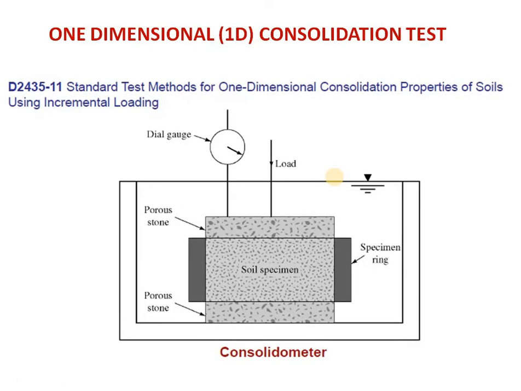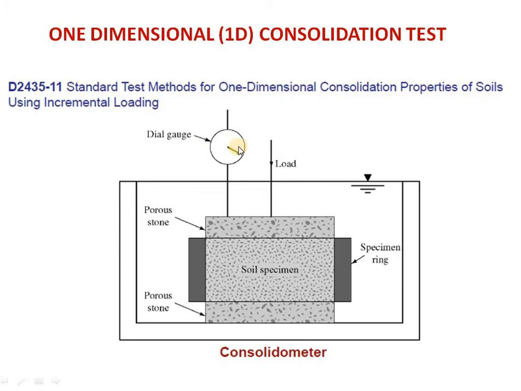Then what is the one dimensional consolidation test? It is done with the help of a consolidometer, and D2435 is the standard number for the consolidometer experimental sample. So standard test methods for one dimensional consolidation properties of soil using incremental load. That means you have to increase the load one by one.